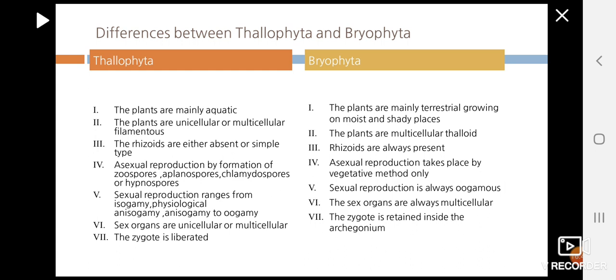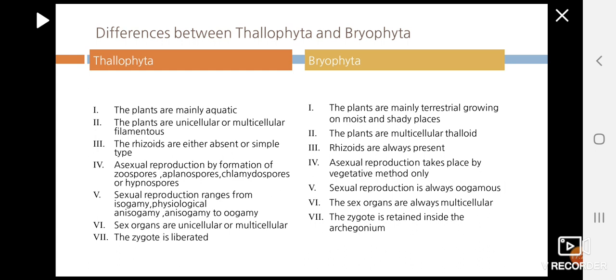In Thallophyta, the plants are mainly aquatic, but in case of Bryophyta, they are terrestrial and they live on moist and shady places. The plants are unicellular or multicellular filamentous in case of Thallophyta, but in case of Bryophyta, the plants are multicellular thalloid. In case of Thallophyta, rhizoids are either absent or simple type, whereas in Bryophyta, the rhizoids are always present.